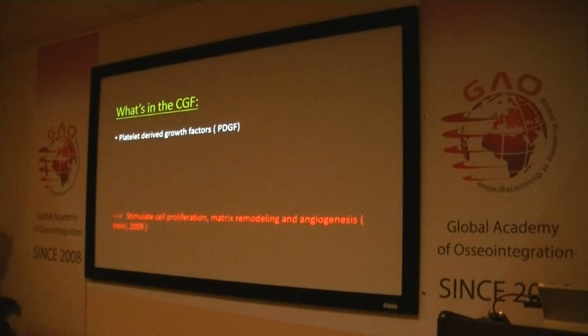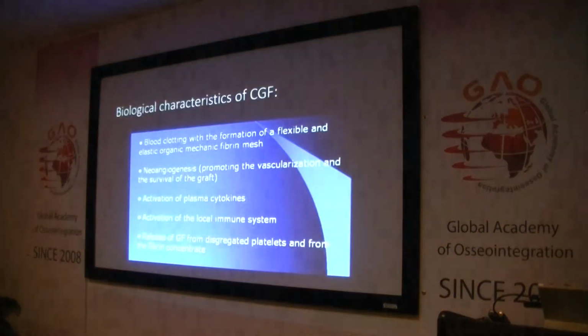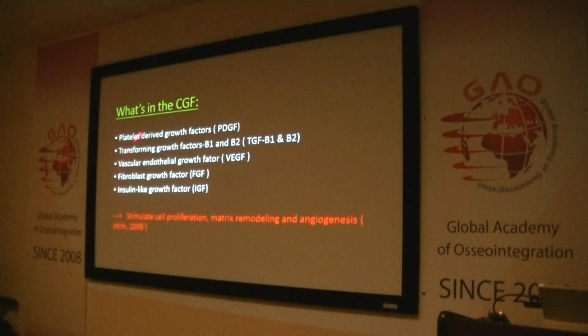So what are some of the growth factors that are in there? PDGF, transforming growth factor beta 1, beta 2, vascular and endothelial growth factors, and we need all these growth factors for healing. It's required, right? So Dr. Intini wrote an article, and we need all these things to allow for cells to come in, to form matrix remodeling, and get blood vessels into the area as well.